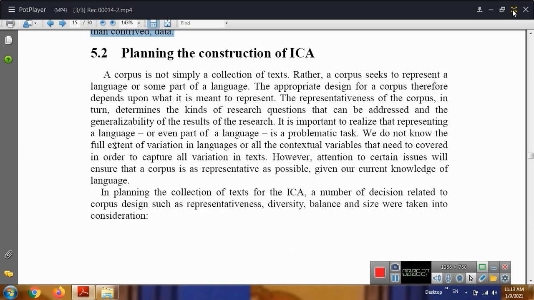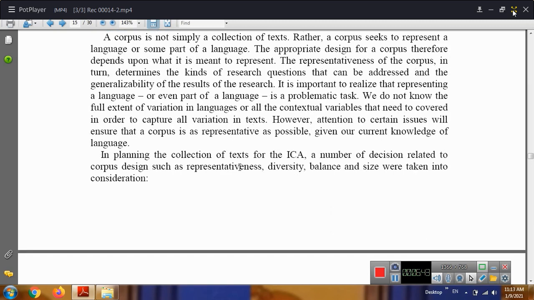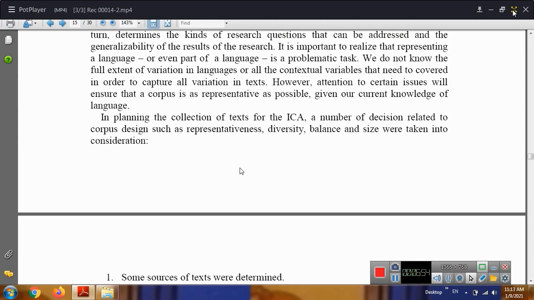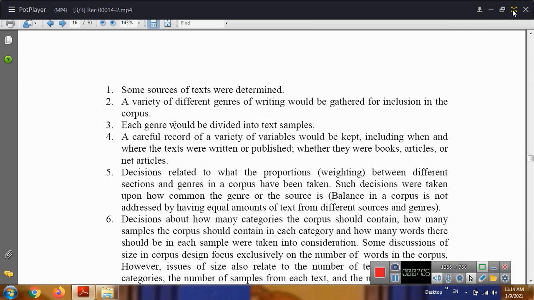It is important to realize that representing a language or even a part of a language is a problematic task. We don't know the full extent of variation in language or all the contextual variables that need to be covered in order to capture all variation in text. However, attention to certain issues will ensure that a corpus is as representative as possible. Given our current knowledge of language, in planning the collection of the texts for ICA, a number of decisions related to corpus design, such as representativeness, diversity, balance, and size, were taken into consideration.